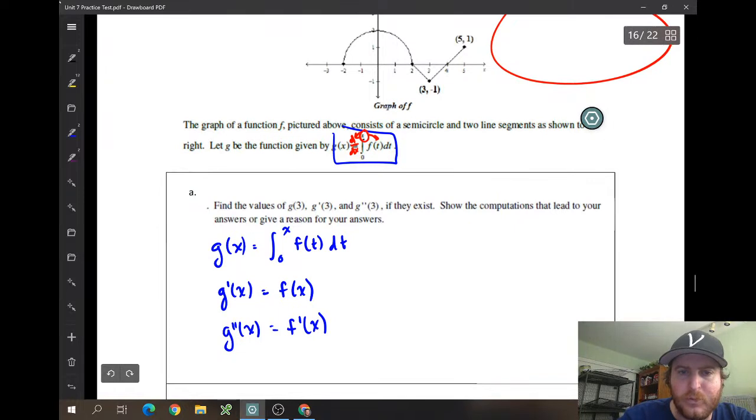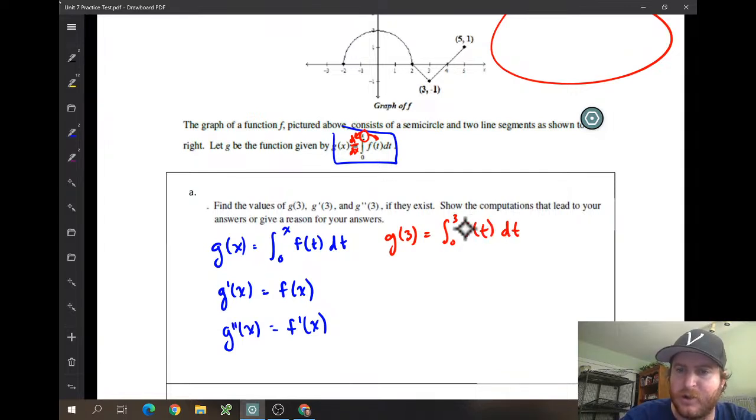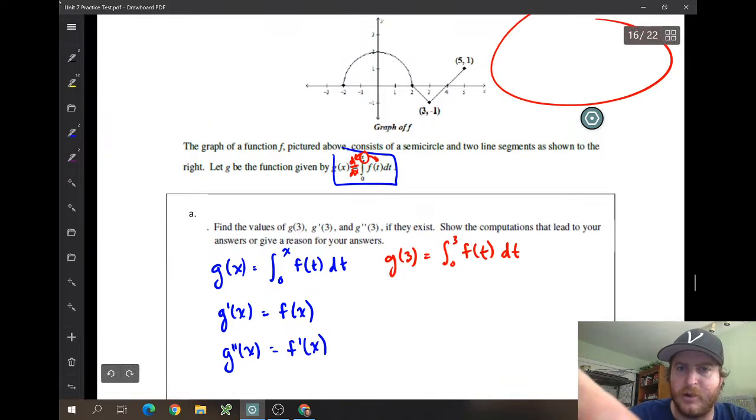Now, they asked us for g of 3, g prime of 3, and g double prime of 3. So for g of 3, that's going to be the integral from 0 to 3 of f of t dt. We talked about this quite a few times in the video yesterday, where this is the area under the curve, this is the y value, this is the slope. So we're going to do the area under the curve from 0 to 3. That's a quarter circle and a triangle.